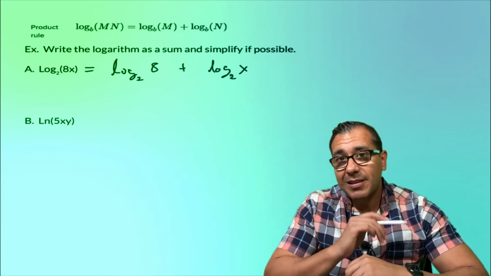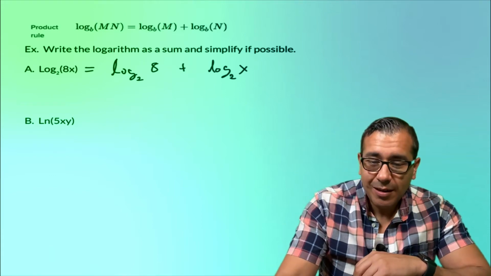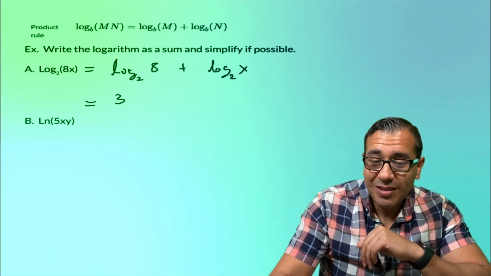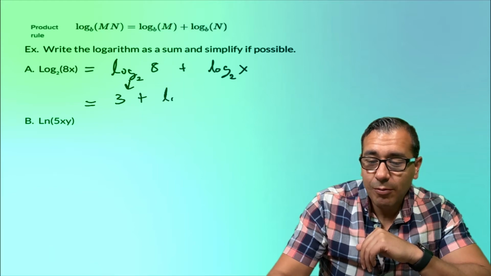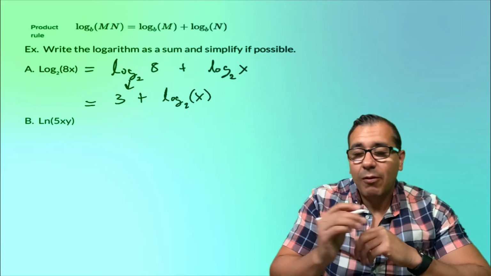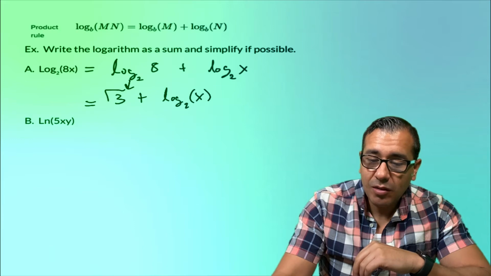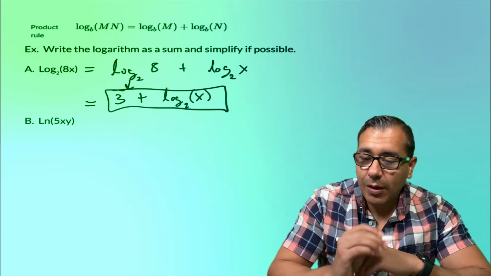And if you're listening to that guy behind you, it is 3. So here we can simplify that. This entire log becomes 3. The second one we cannot simplify, so it stays log base 2 of x. If we want, we could put that x in parentheses. It means the same thing. So there's our final answer right there.